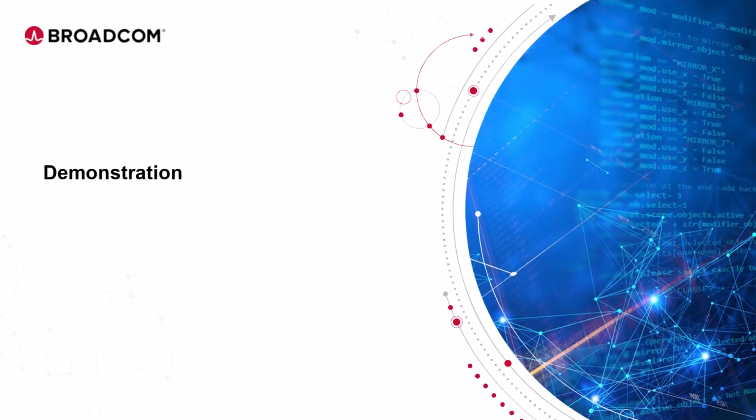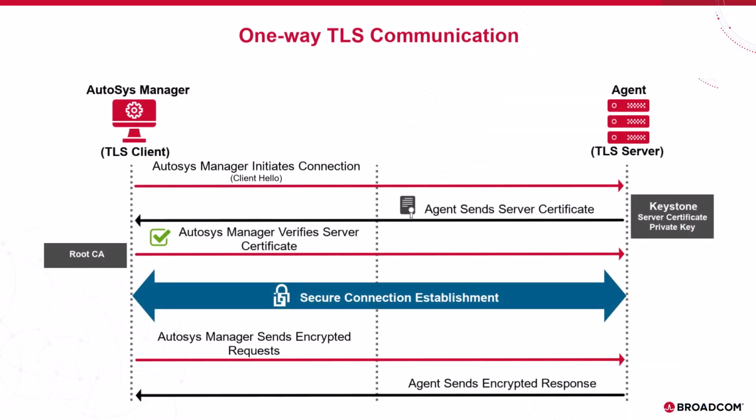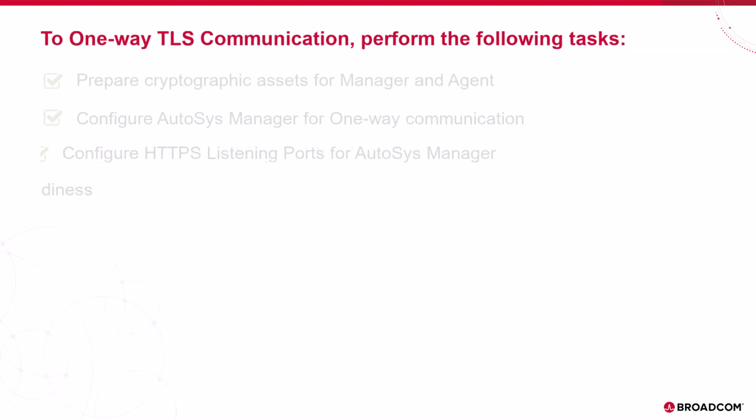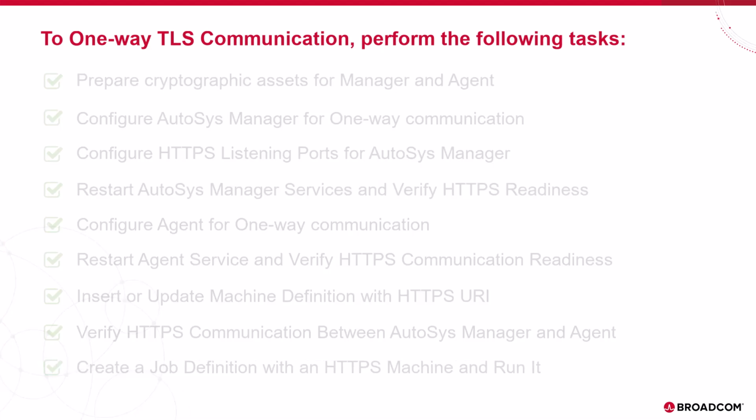In this demo, we will configure secure one-way HTTPS communication, where the AutoSys Manager and the agent communicate securely using TLS certificates. This configuration ensures encrypted data transmission while maintaining authentication through server-side certificate verification. We will walk through each task required to configure and validate one-way TLS communication between the AutoSys Manager and the agent. Let's begin by preparing the cryptographic assets for both the manager and the agent.